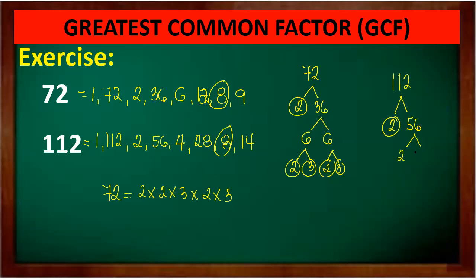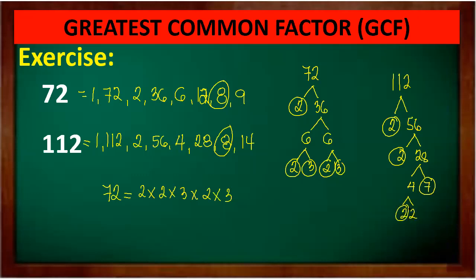You can start with 2 times 28. Okay, so what are the factors of 28? We can try 4. Okay, so 4 times 7. 7 is already a prime number. 4 is not, so 2 times 2.